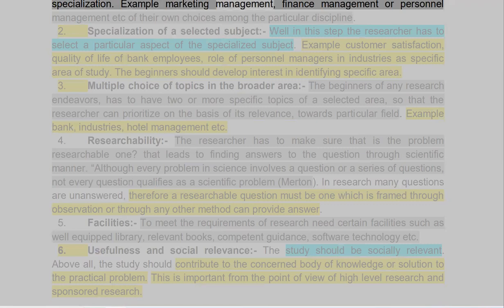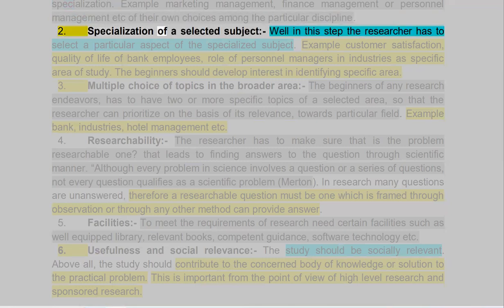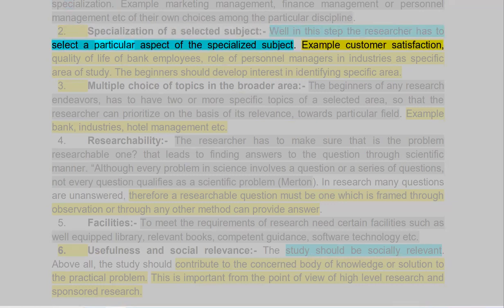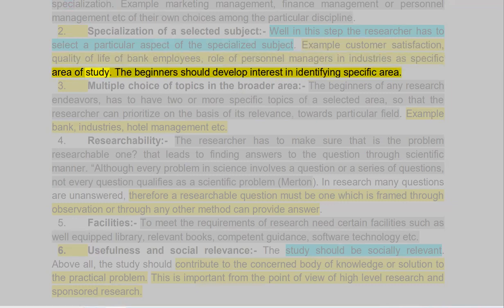Example: marketing management, finance management or personal management, etc., of their own choice among the particular discipline. 2. Specialization of a selected subject. In this step, the researcher has to select a particular aspect of the specialized subject. Example: customer satisfaction, quality of life of bank employees, role of personnel managers in industries as a specific area of study. The beginners should develop interest in identifying a specific area.